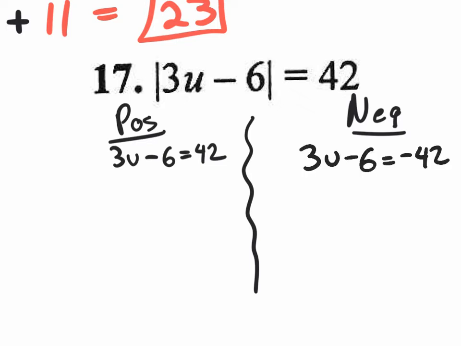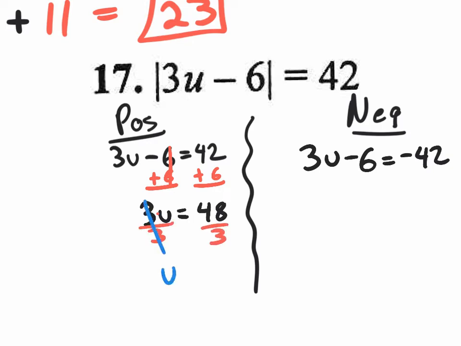And now we're going to solve both. On the left equation, we go plus 6. We're going to end up with 3u. The equal sign comes down. 42 plus 6 is 48. And then we're going to finally divide by 3. So our final answer is u equals 16. 16 times 3 is 48.